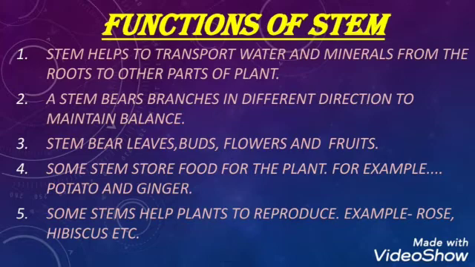Number 2, the stem bears branches in different directions to maintain the balance and to allow leaves to capture maximum sunlight. Number 3, the branches which are part of stem bear leaves, buds, flowers and fruits. Number 4, some stems store food for the plant. For example, potato and ginger. Number 5, some stems help plants to reproduce. New plants grow from stems like rose, hibiscus and sugarcane.